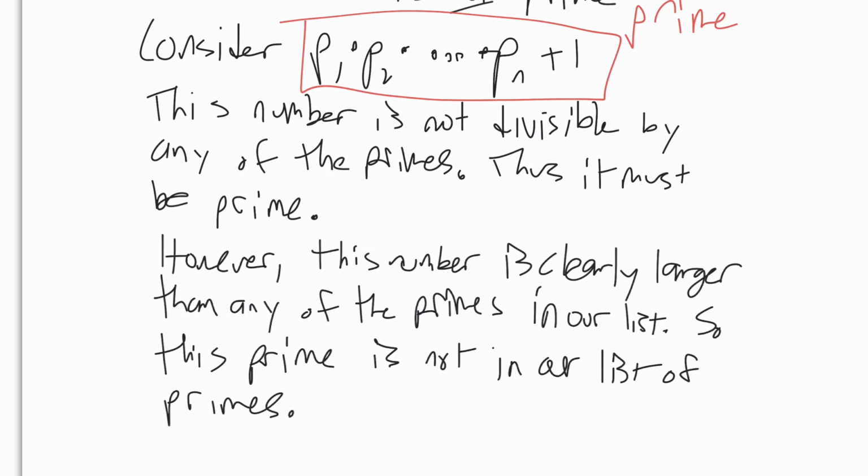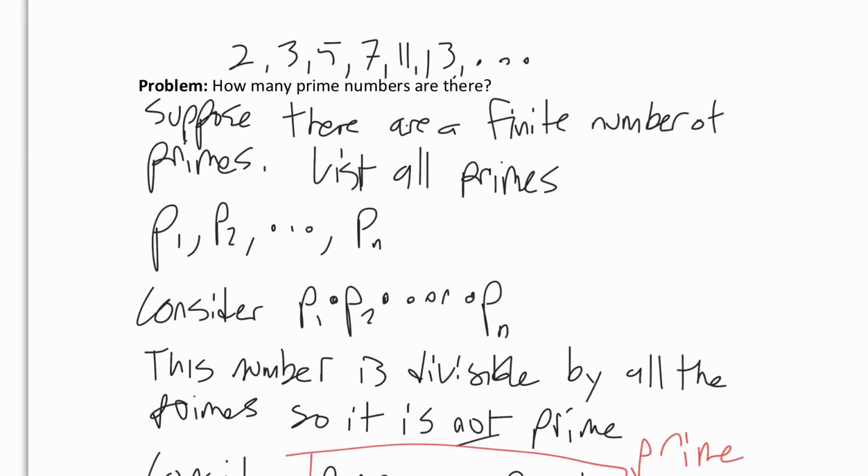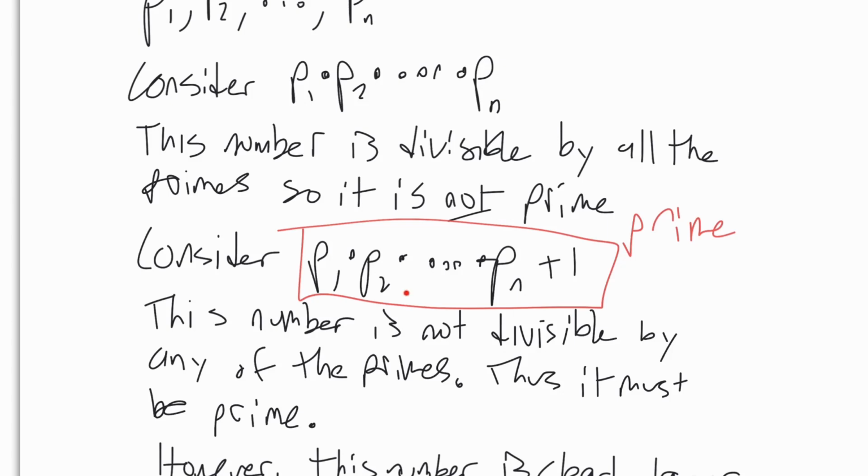So wait a minute. This number is huge. It's clearly larger than any of the primes in our list, which means that this number is a prime number that's not in our list of prime numbers. But that doesn't make any sense. We supposed there were a finite number of primes, and we listed them all right here. This is the list of all prime numbers. But we just found a prime number that was not on the list. How could you find a prime number that's not on the list of prime numbers?